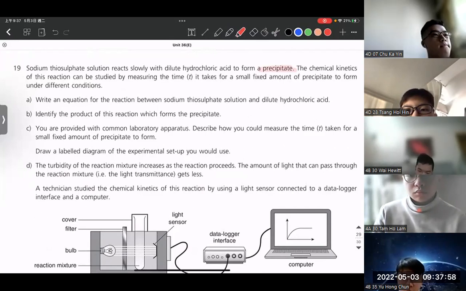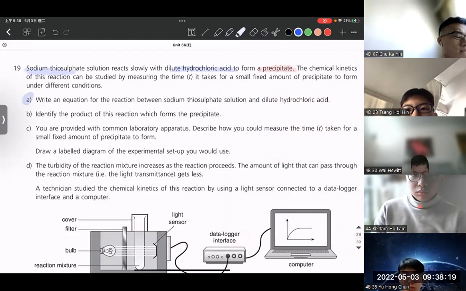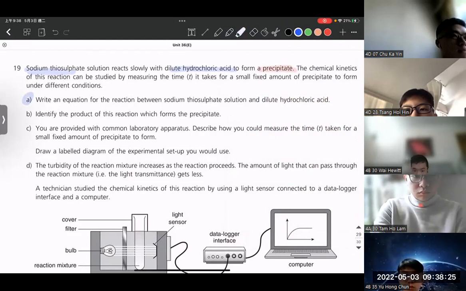Okay, so first of all, please underline the chemicals to be used. It is made by the reaction between sodium thiosulfate and dilute hydrochloric acid. So for the first question, they will directly ask you the equation. In part A, what is the equation between the sodium thiosulfate and dilute hydrochloric acid? You may refer to the textbook as well. Take a look at the previous pages.